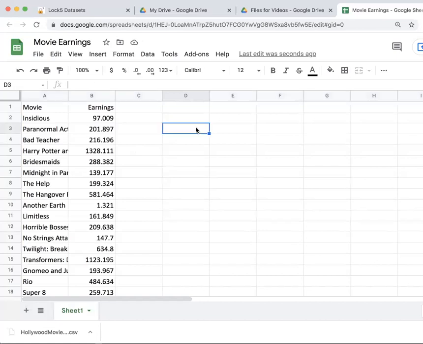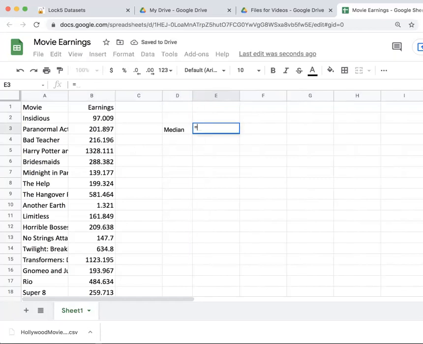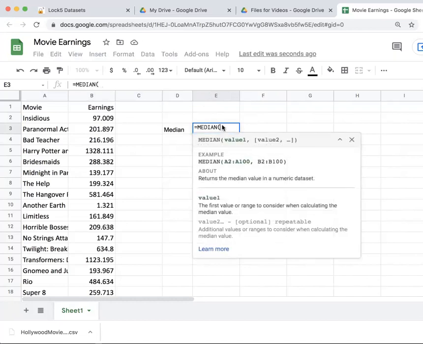What I'll do in a separate cell is write out median just to keep things organized. Then in the cell next to it, I'm going to actually compute that median. So I'm going to say equals. By entering an equals, I'm telling Google Sheets that I'm going to insert a formula or a function. I'm going to compute the median, so I'll start writing median, and here it comes up for us. Notice that I have a parenthesis right after the median. That means I need to enter the values that I want to take a median of.